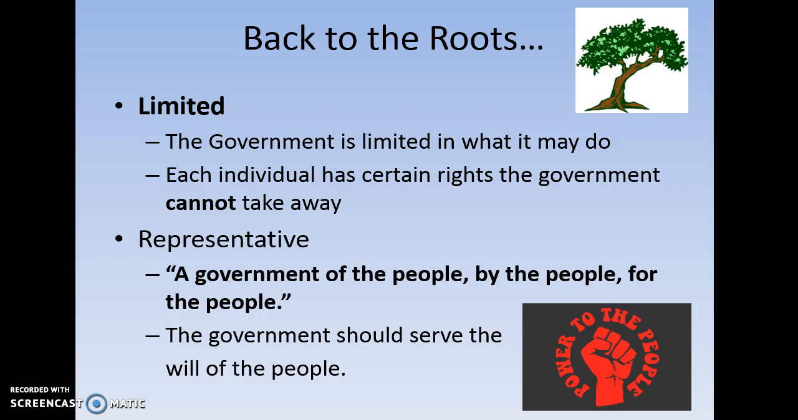Another quality of government is for it to be representative. It means that the government is run by people who represent the people who live in the country. So the government doesn't exist for the government's own power. The government exists to represent the people that live in the country.